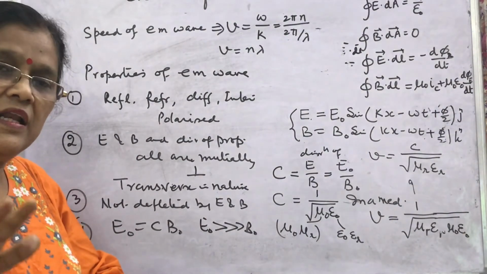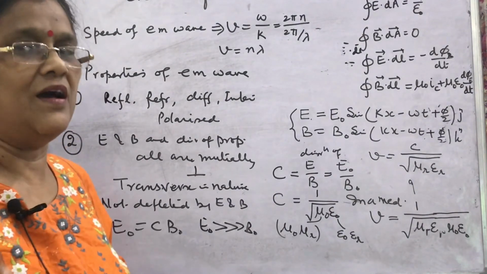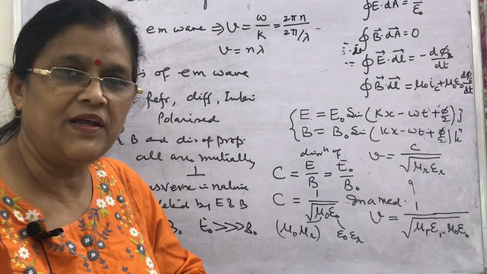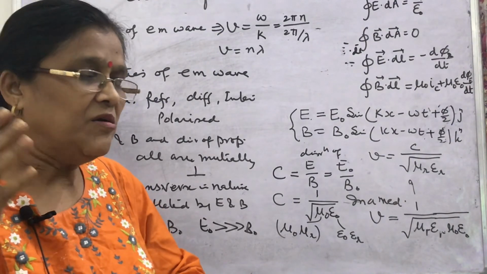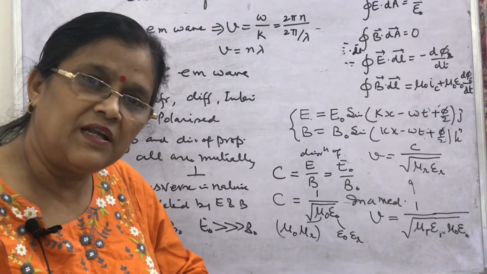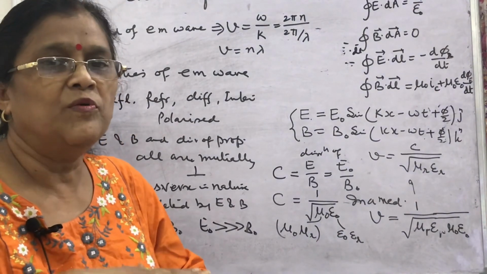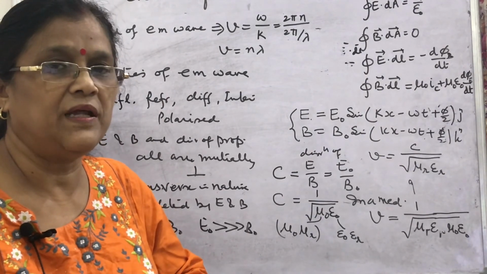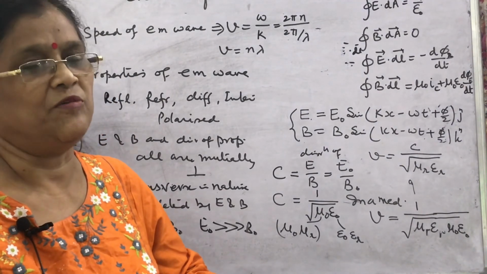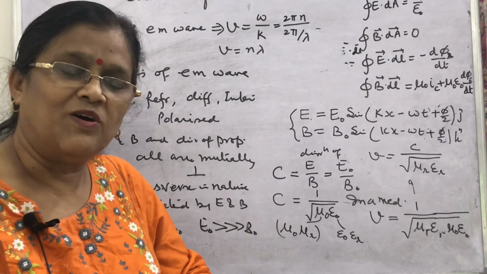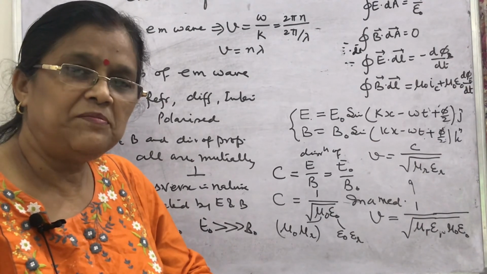EM waves consist of electric field and magnetic field, and they are self-sustained, reproducing each other, moving in perpendicular planes. In vacuum, EM waves are formed like this. So this was all about EM waves.